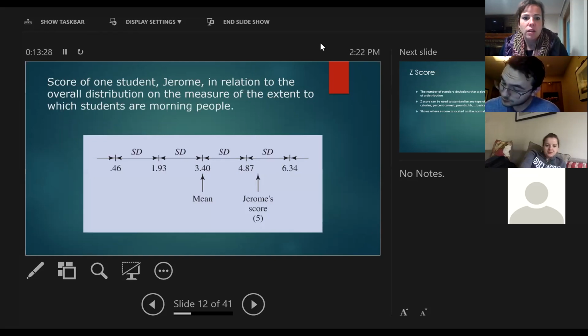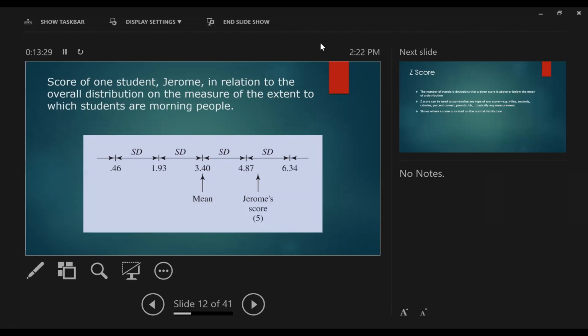So here's an example. Here's one student's score in relation to the overall sample, right? Here's your mean. This shows you one standard deviation, and here's a score. It's the measure, in this particular example in your text, of the extent to which students are morning people. So most people are right around this. Again, this is a terrible example because we don't have a whole lot of context as to what it means. But if this is the average, he is greater than average in terms of being a morning person.